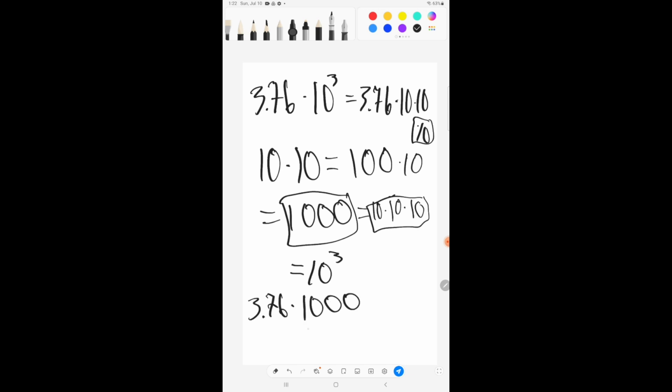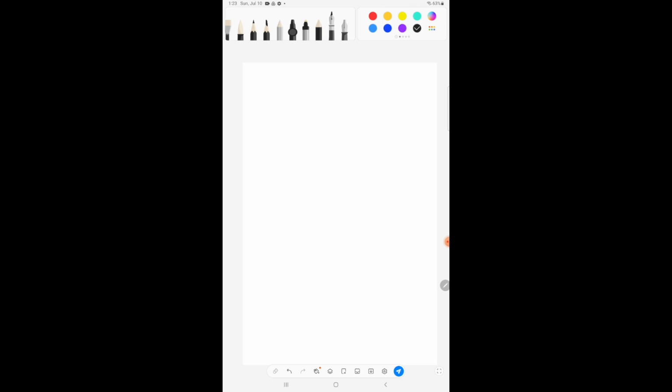And 3.76 times 1,000 just equals 3,760. And the reason why it equals 3,760 is because we have 3.76, and we move the decimal point over 3 times since we have 3 zeros here. So then we add a 0 in this trough, right? So this is 3,760.